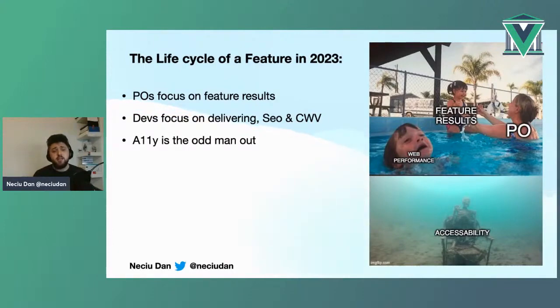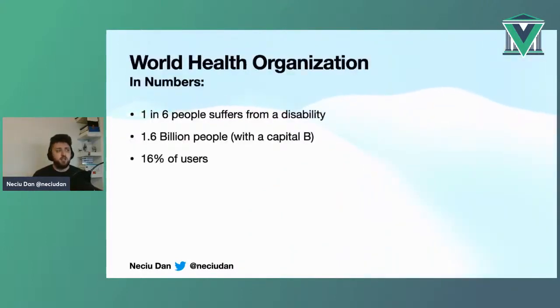And what product doesn't realize is that by ignoring accessibility, they are missing out on a huge chunk of users. The World Health Organization has estimated that around 1 in 6 people are suffering from a disability. That means 1.6 billion people, billion with a B, can probably be affected by your website's lack of accessibility.